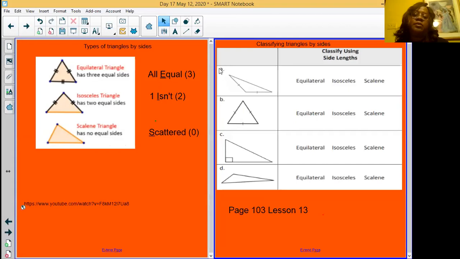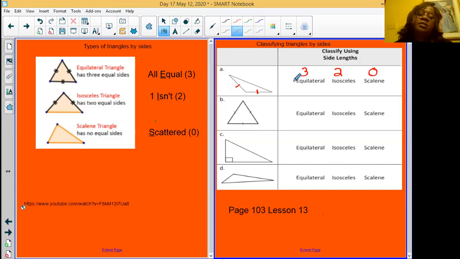When we look at the first triangle, we notice there's a tick mark on one side and a tick mark on the second side. We know equilateral means there are three sides, isosceles, one isn't, means there are only two sides, and scalene means there are 0 sides that are equal. I have a tick mark here and a tick mark here. That tells me this side is congruent to this side, but not this side. So I have a total of 2. You guessed it. What is it? Isosceles. You're correct. So please circle isosceles on your paper.